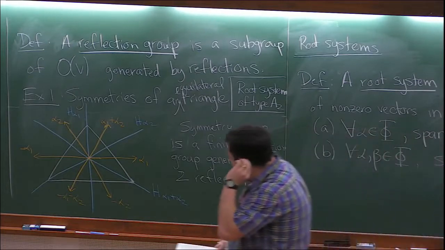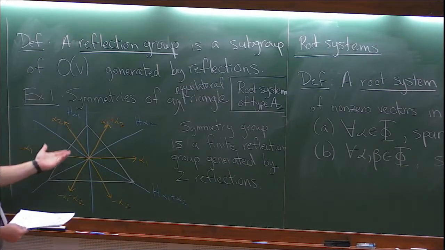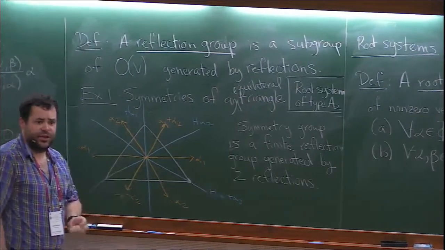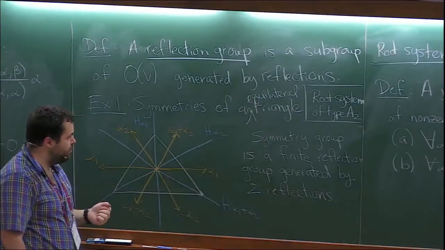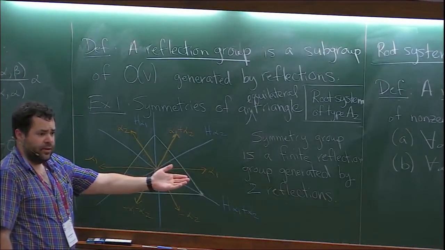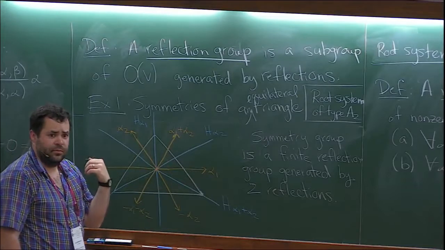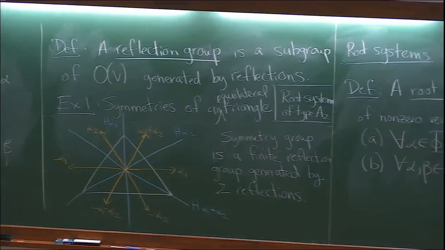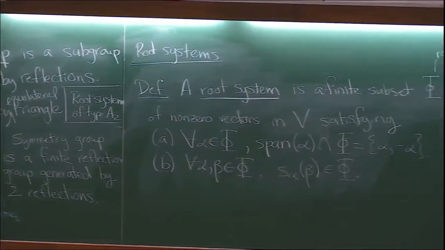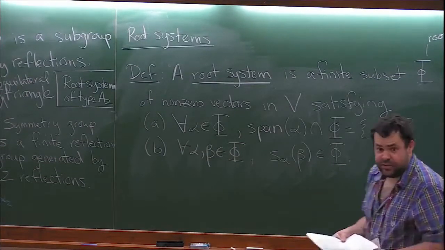So, I haven't been completely precise, but maybe I've given you an idea that if I have one of these finite reflection groups, a subgroup of orthogonal transformations that are generated by reflections, then I can build a root system like this. And I can go the other way. If I have a root system, I can build a reflection group. I just take the reflections through all of those roots. Any questions?